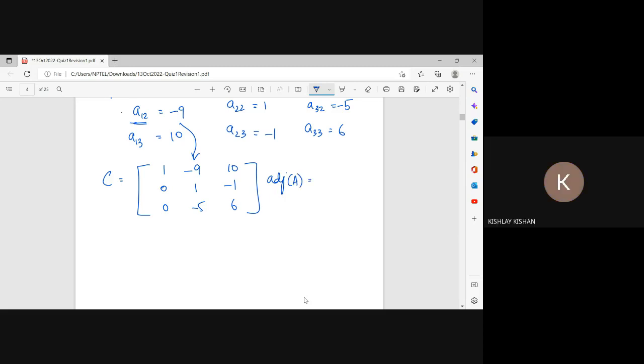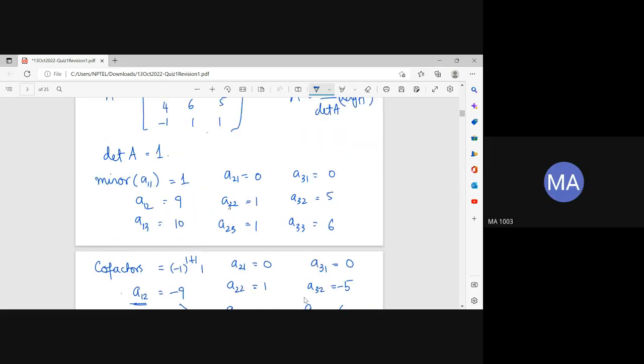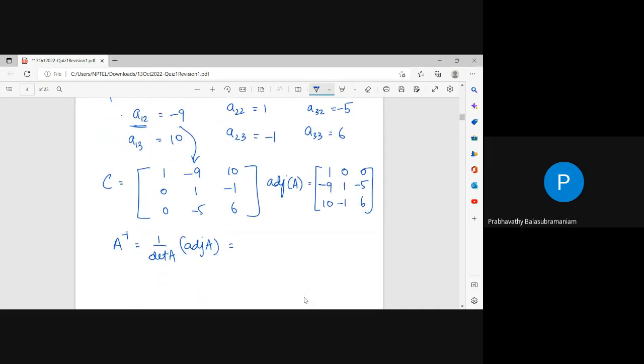What is the adjoint? It's the transpose of the cofactor matrix: 1, minus 9, 10, 0, 1, minus 1, 0, minus 5, 6, transposed. So what is the inverse of the matrix? 1 by determinant of A times the adjoint. We already found the determinant to be 1, so it's nothing but the adjoint of the matrix.